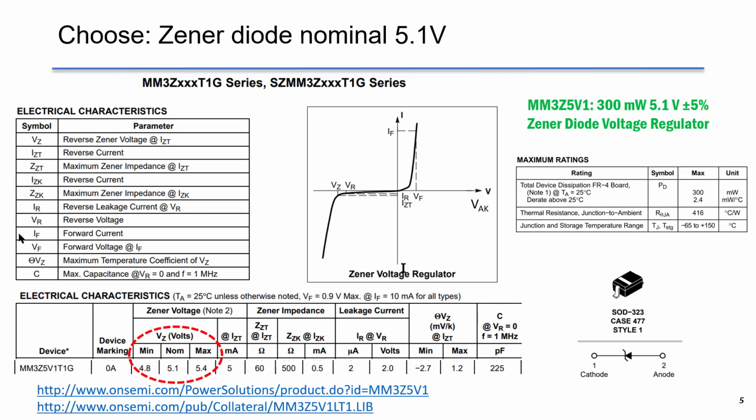First, we choose to use a Zener diode with nominal voltage at 5.1V. The model number is MM3Z5V1. It is a 300 mW, 5.1V plus or minus 5% Zener diode. The electrical characteristic is given in the table. The IV curve is shown here.